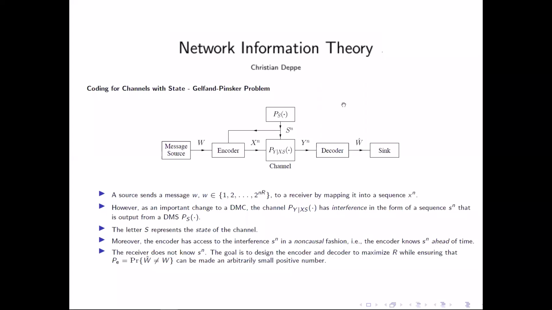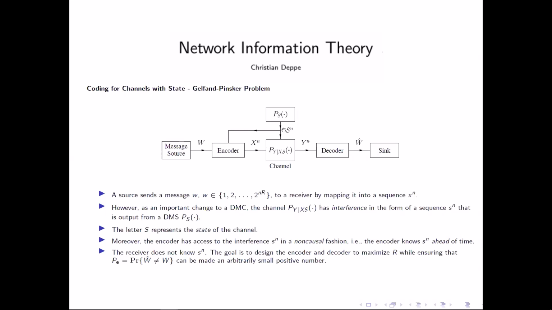Now we consider the next model. This time we consider channel coding. Coding for channel with states, it's a so-called Gelfand-Pinsker problem. So we look at the situation when a source sends a message W to the encoder. And the encoder wants to send this to a receiver by mapping it to a sequence X^n.